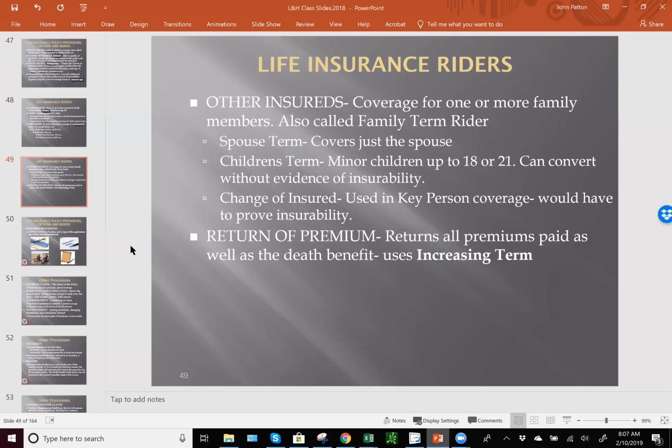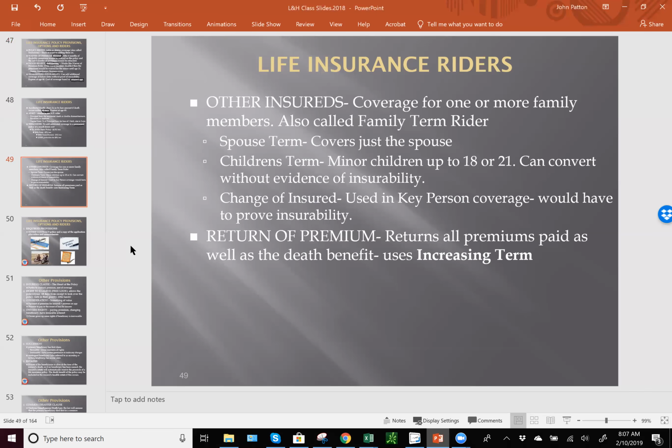Next, we have the other insured rider. The other insured rider would provide coverage for a spouse or a newborn. This is also called a family term rider. Now, it would just be term coverage on that spouse or newborn, even if you had a permanent policy.